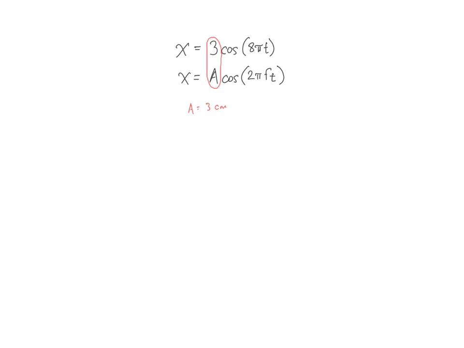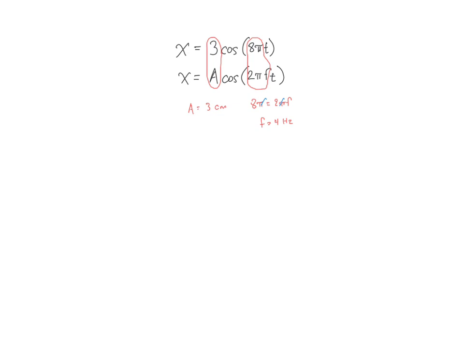Next thing is to find the frequency. So if you look at what's in the parentheses, in front of the t, we have an 8 pi in the top equation and a 2 pi f in the bottom equation. So we can equate those things and say 8 pi equals 2 pi f. We can cancel the pi's on both sides and then just divide both sides by 2 and see that the frequency is equal to 4. Remember, frequency is measured in hertz.